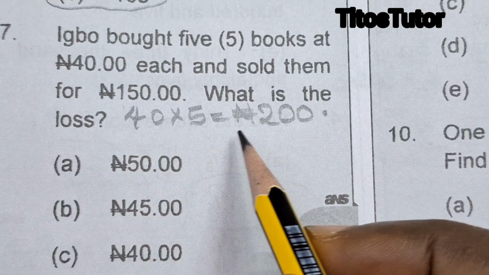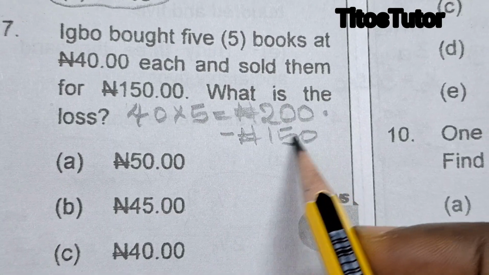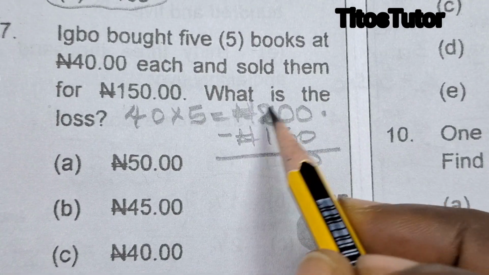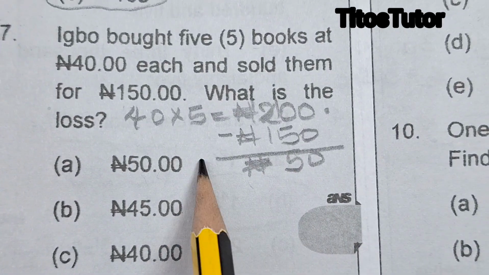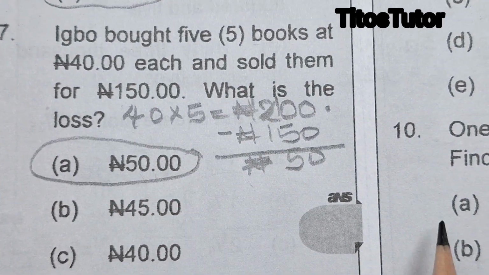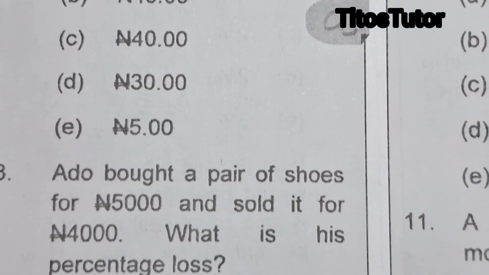Sold. To get your loss, you subtract 200 minus 150. Okay, 0, 5 naira. So it's 50 naira, which is option A, my final answer.